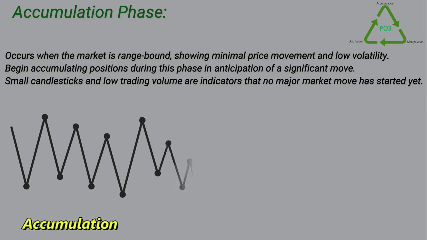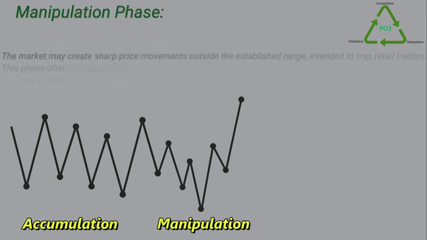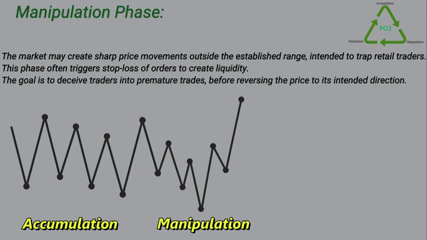During this phase, traders may notice small candlesticks and low volume, which indicate that no major market move has yet started. Following accumulation, the market may create false breakouts, where the price moves sharply outside the established range to trap retail traders. This phase involves triggering stop-loss orders, commonly known as stop hunting. The goal here for smart money is to create liquidity by deceiving traders into entering premature trades before reversing the price back to its intended direction.